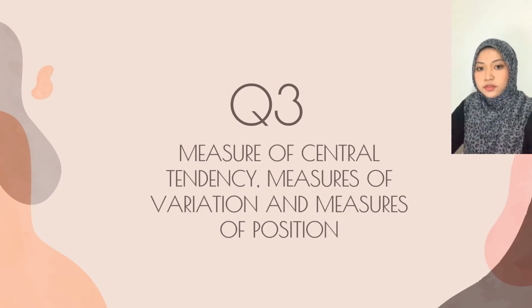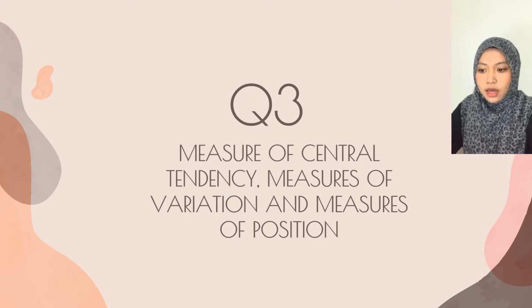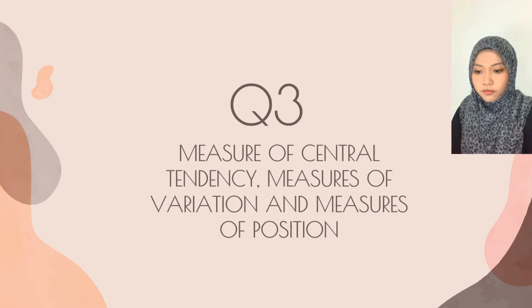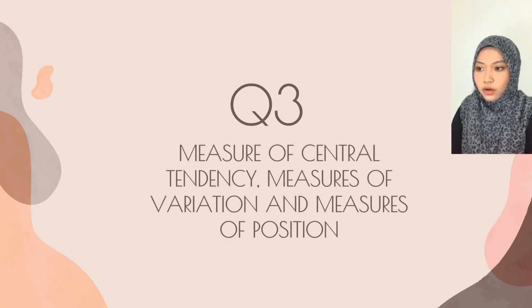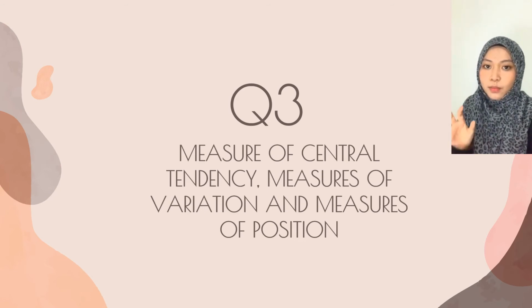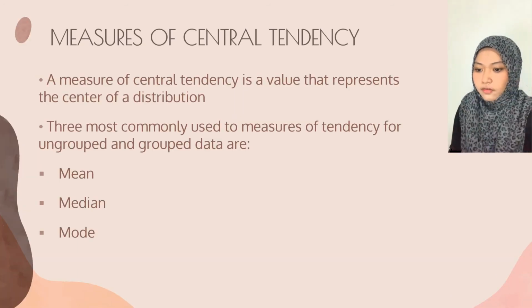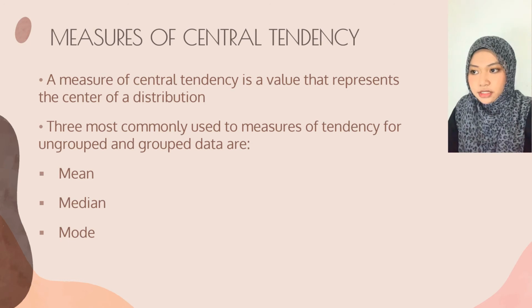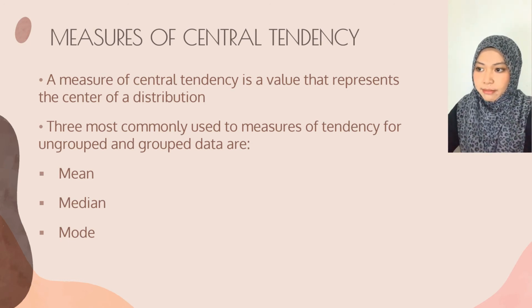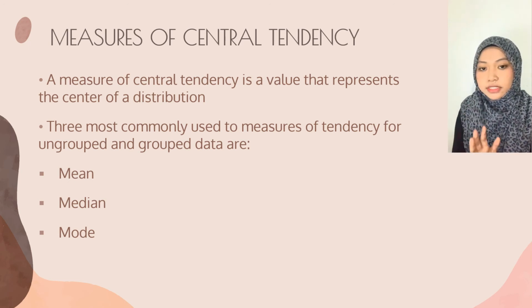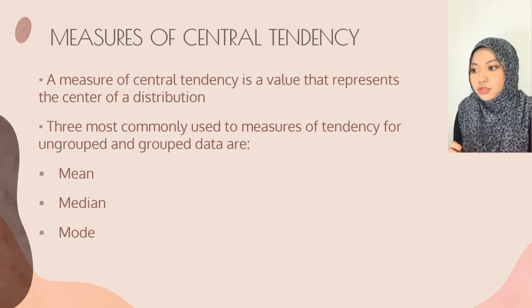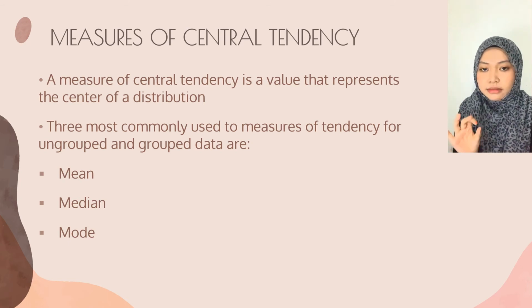So after we finish constructing all the data given into a table and plotting the graph, we can proceed with question number 3, where we are required to find and explain the value of central tendency, position, and also variation. First, let's start with measures of central tendency, which is basically a value that represents the center of a distribution. The most commonly used measures are mean, median, and mode.